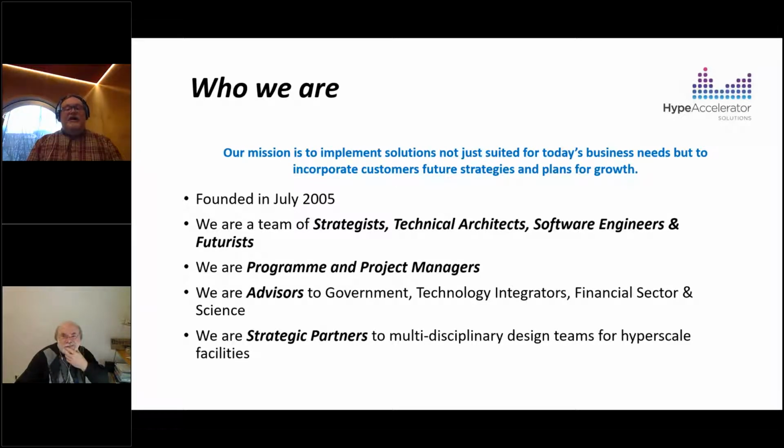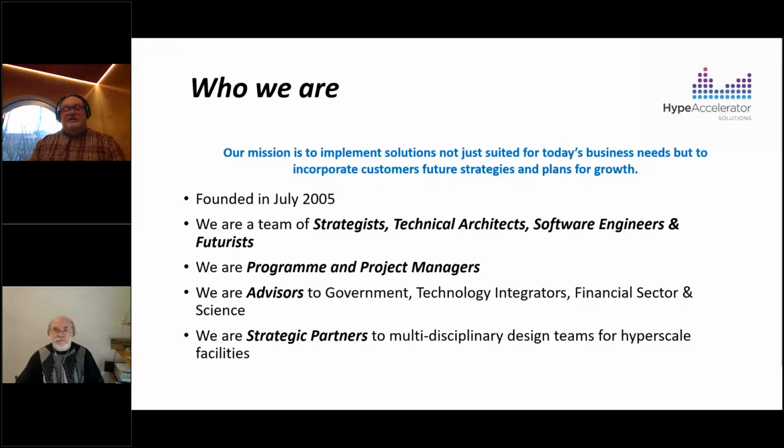Hpaccelerator was originally founded in July 2005, specifically supporting the oil and gas sector. And it was while working in the oil and gas sector that I was introduced to high throughput computing, and we then went on to specialize in technology at scale, high performance computing, high throughput computing.